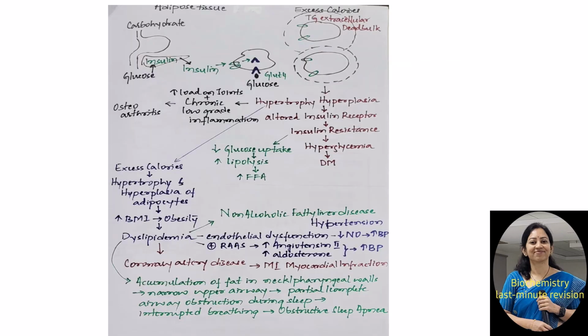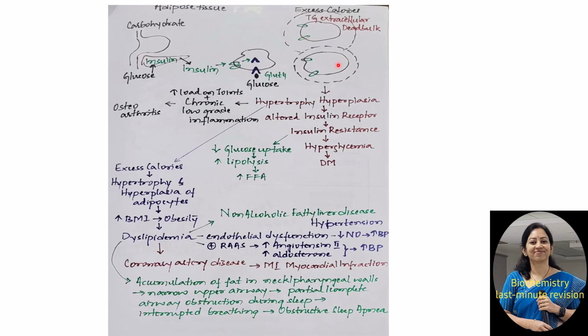Now coming to what are the complications of obesity because of altered adipose tissue metabolism. Check out this. Whenever we consume excess calories, the excess carbohydrate is broken down to glucose. This will stimulate the release of insulin, and insulin will go and bind to the insulin receptors that are present on the adipose tissue cells, and this causes translocation of GLUT4 from the cytoplasm to the cell membrane so that glucose enters. So when we are consuming excess calories, what happens? There is an altered insulin receptor.